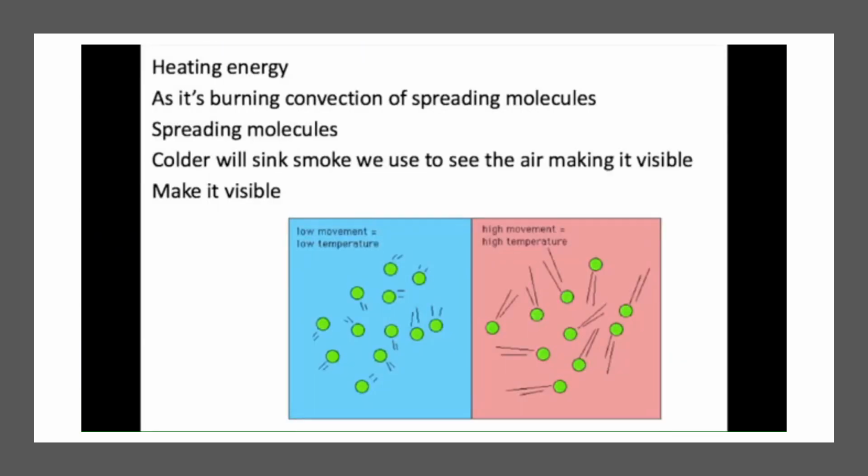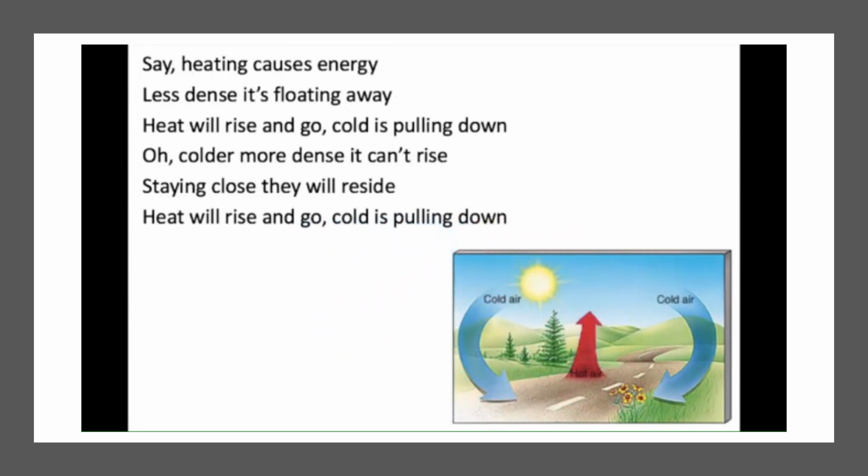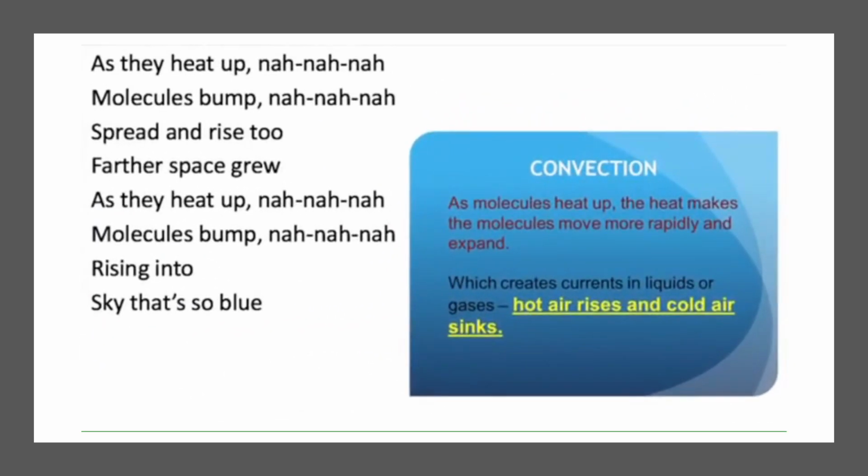Heating energy has its burning convection of spreading molecules. Colder will sink, smoke we used to see the air, making it visible. Say heating causes energy, less dense, it's floating away. Heat will rise and go, cold is pulling down. Oh, colder, more dense, it can't rise. Staying close, they will reside. Heat will rise and go, cold is pulling down. As they heat up, molecules bump.